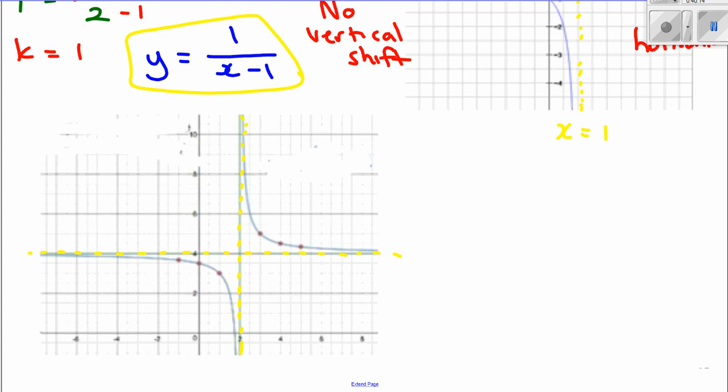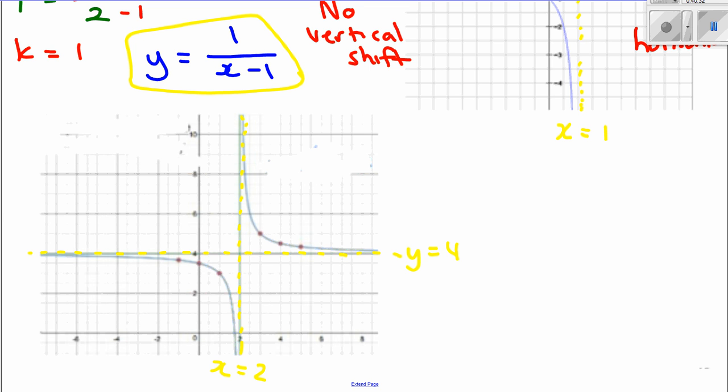What's the horizontal asymptote equation? y equals 4. And what's the vertical? x equals 2. Yeah, I'm glad you know that. I was going to say 1, but you're right. So y equals k over x minus 2, plus 4.